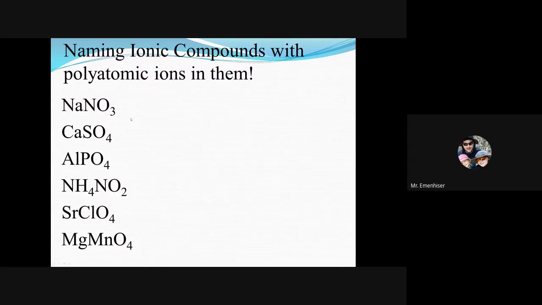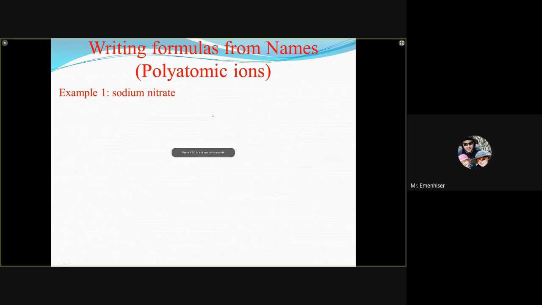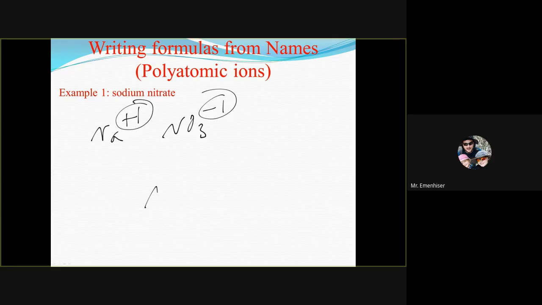Let's see. We did these. All right, so let's try some. Example 1, sodium nitrate. Sodium is Na +1. If I look up nitrate, it's NO3 -1. Remember that when you're done, just look at it and say, is it equal and opposite charge? Yes, it is. So just put them together, NaNO3. There's our formula. Sodium nitrate. That's a very common one.